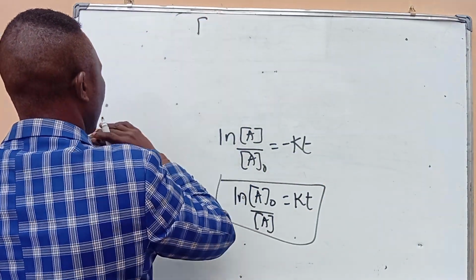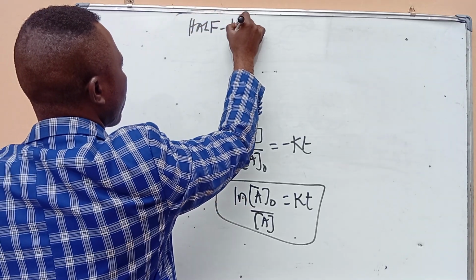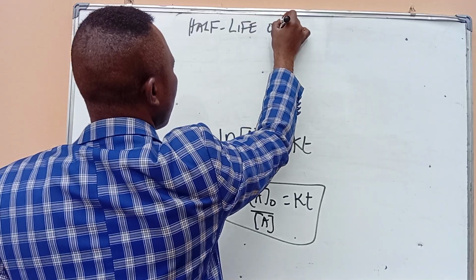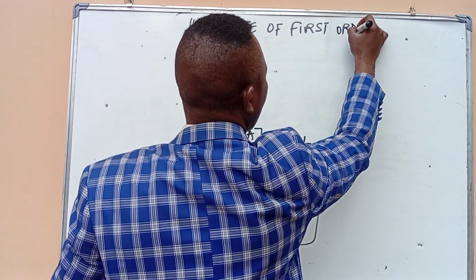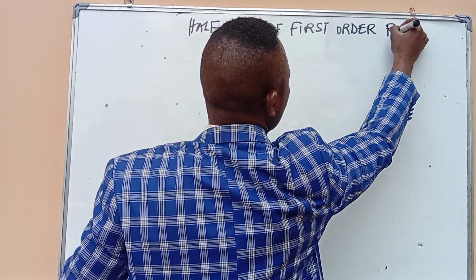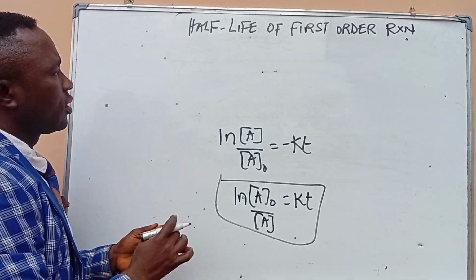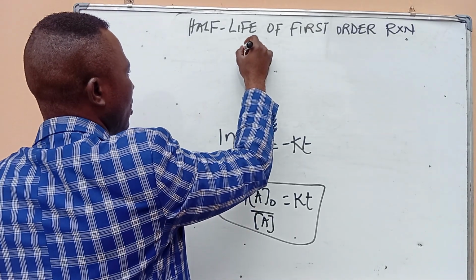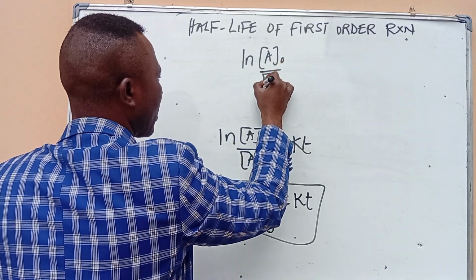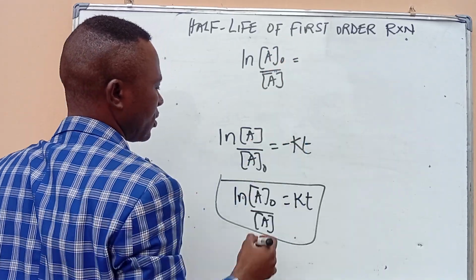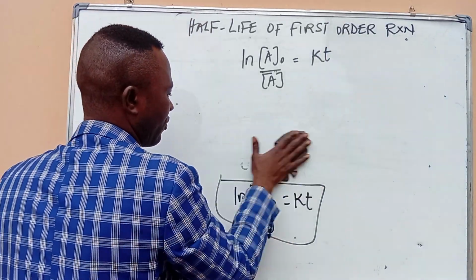All right. Now let us take the half-life of a first order reaction. Okay, we can go with this. So when we are having ln of initial concentration over final, it gives us kt. Now what happens at half-life?